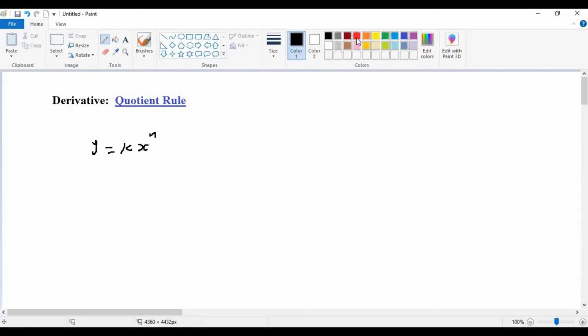So what is y prime? The y prime, or dy/dx, is n times k, x to the power n minus 1. So it is n times k, and x to the power n minus 1.